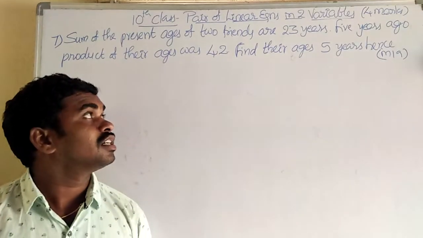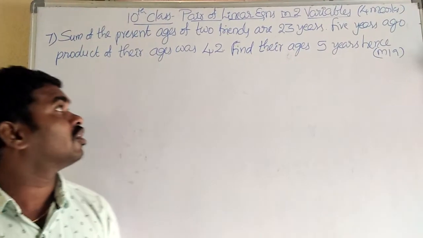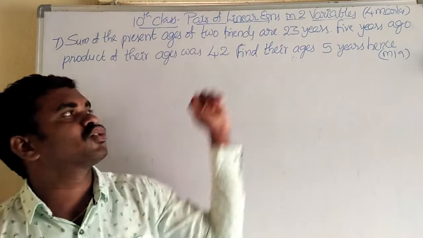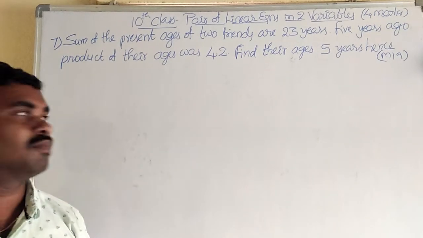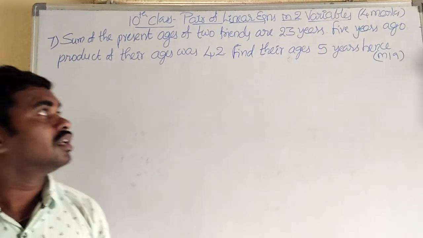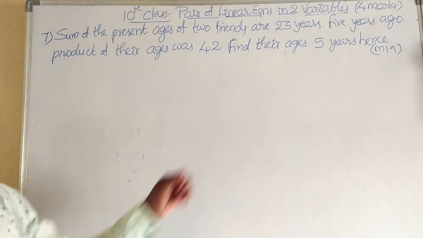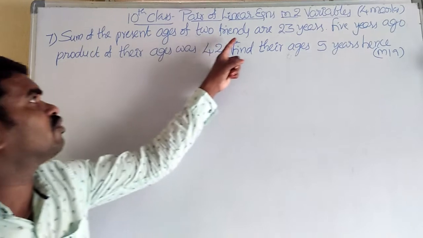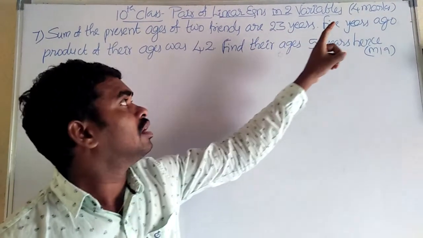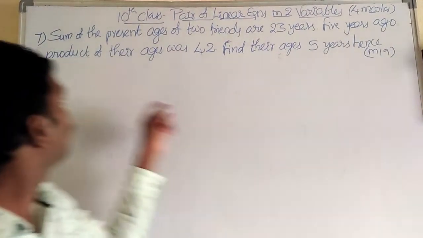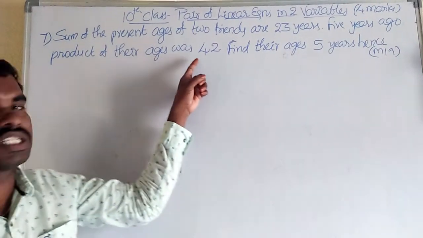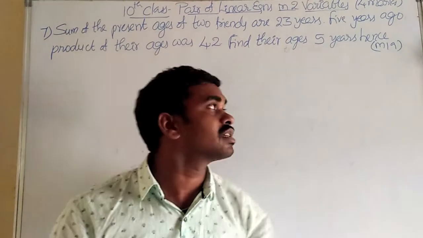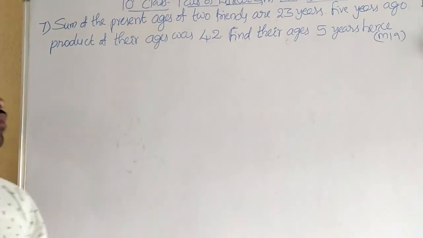Hi friends, in the previous class we discussed graphs of the pair of linear equations in two variables of the 10th class SSC syllabus. Now one of the questions taken from March 19: the sum of the present ages of two friends is 23 years. 5 years ago the product of their ages was 42. Find their ages 5 years hence. This is the question I'm going to explain.